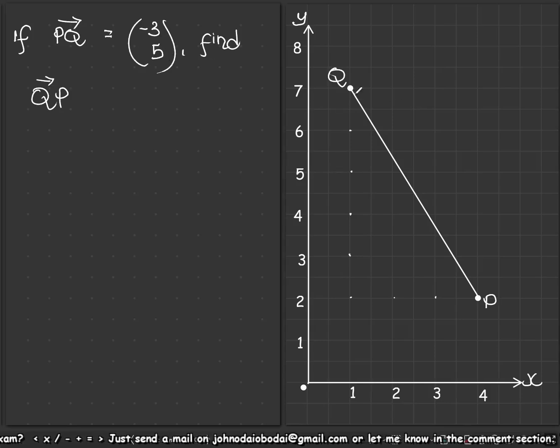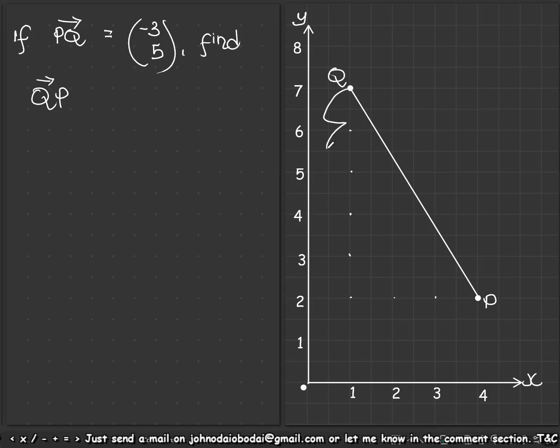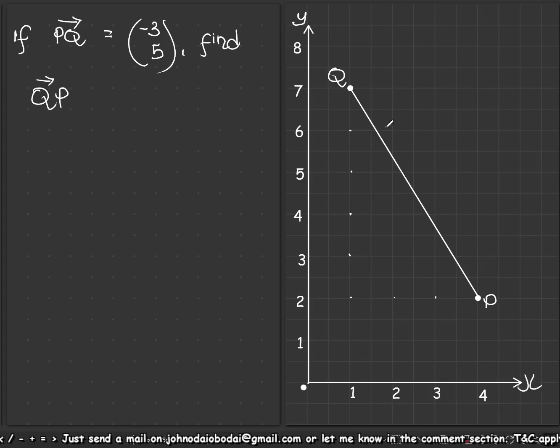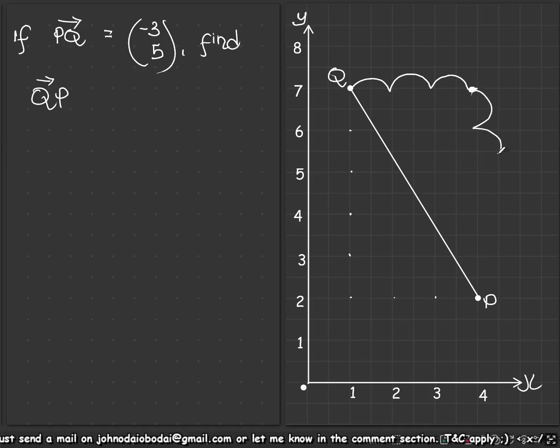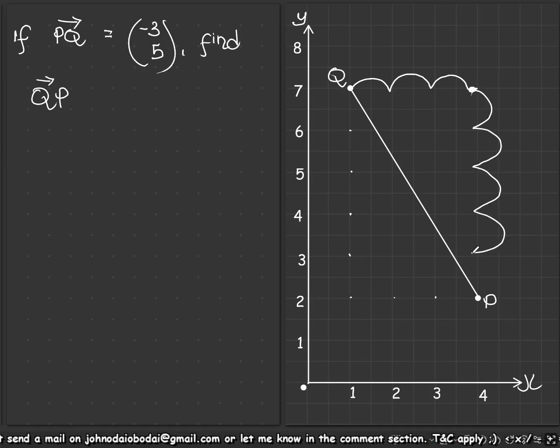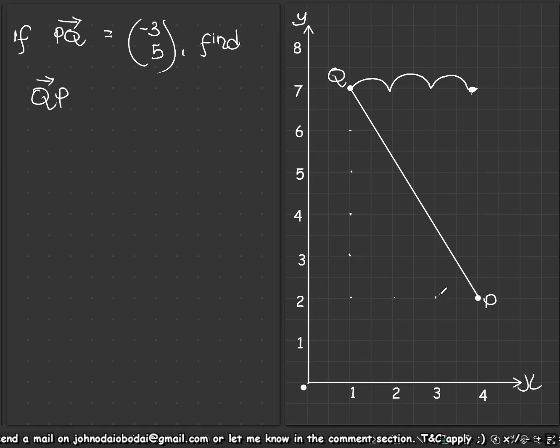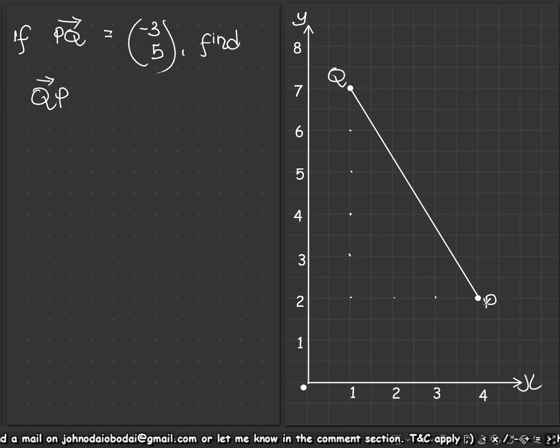Then if I'm at Q and I want to move to P, we move first in the X direction. So I'm going to move 1, 2, 3. If I move 3, I'm in line with Q. So after moving 3, I'll then move 1, 2, 3, 4, 5, and that will bring me perfectly to my point P.